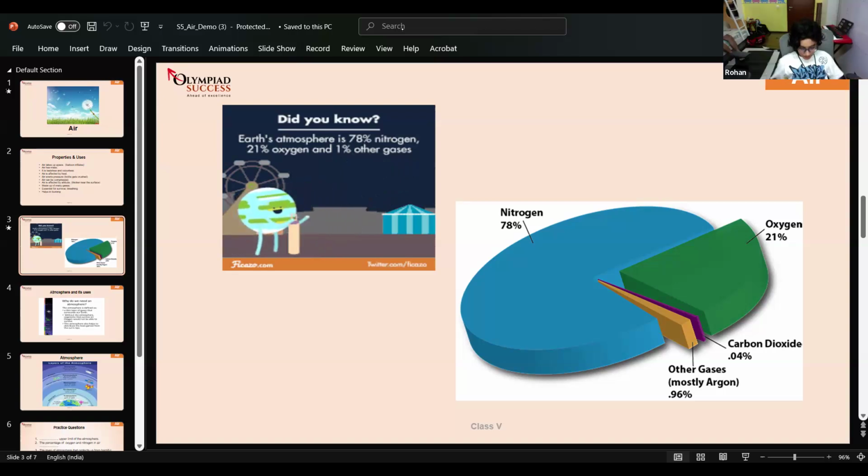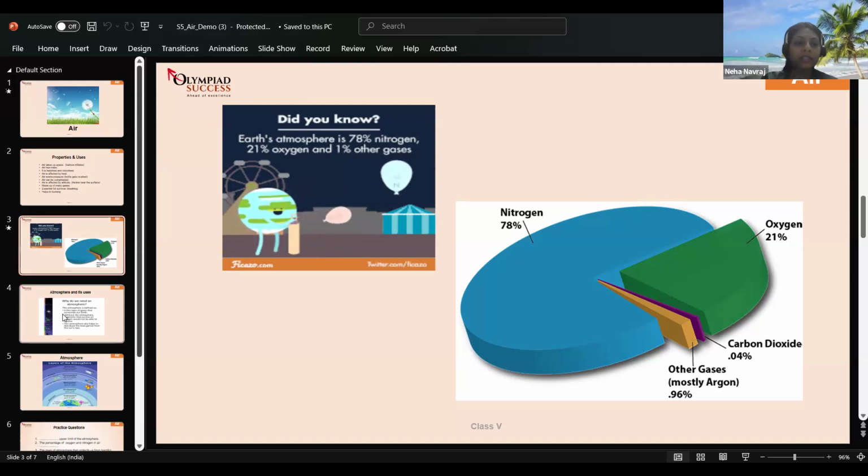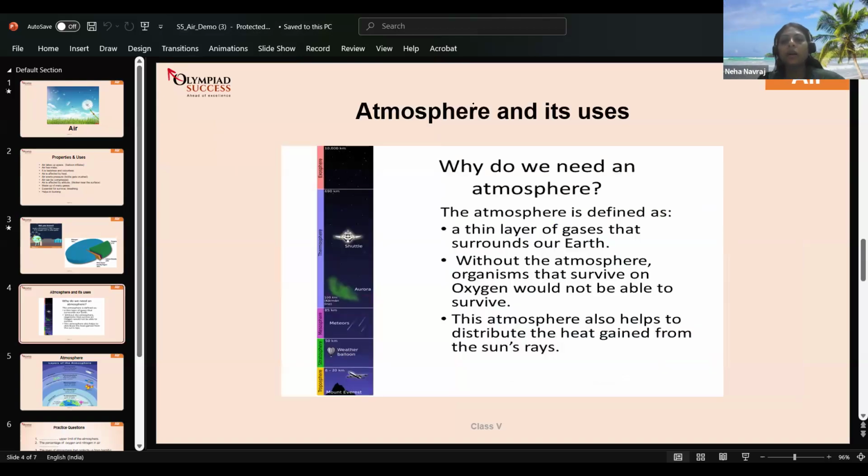Okay, done? Moving to the next, we will see the significance of the atmosphere. What is atmosphere? Atmosphere is a thin layer of gases which covers the earth. You have the earth, and on that surface there is a blanket-like structure. That blanket is your atmosphere.